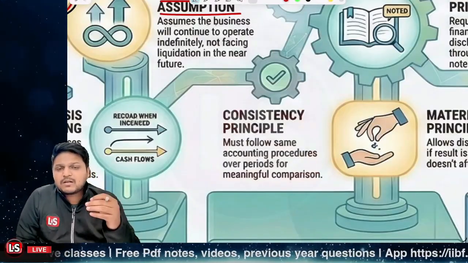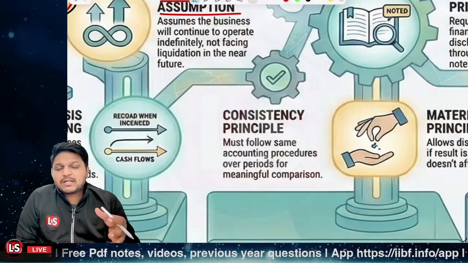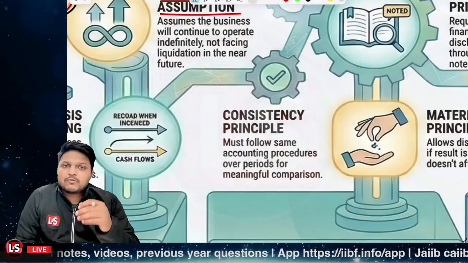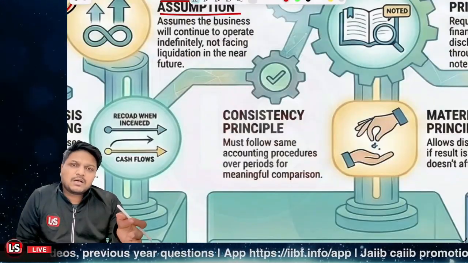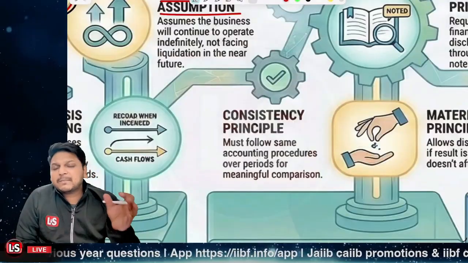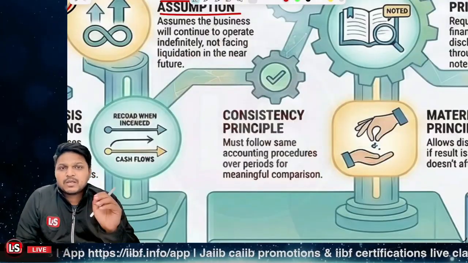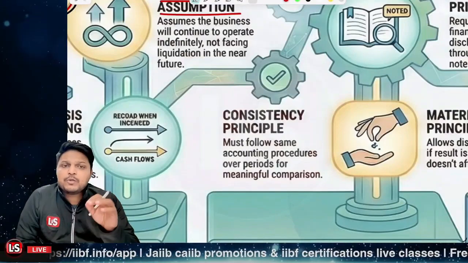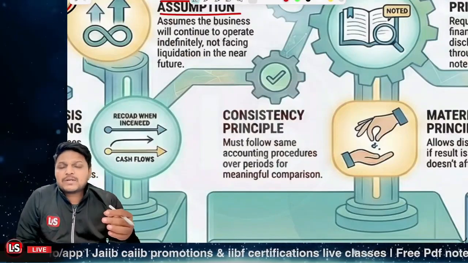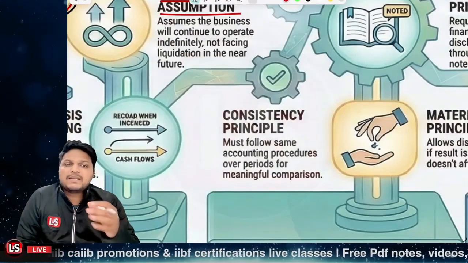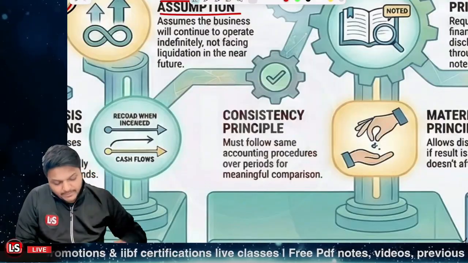Like, for one particular month, I'm using the written down value method of depreciation. For the other month, I cannot be using the double declining method of depreciation or the sum of years digit method of depreciation. I cannot be doing that. I should be consistently following the accounting procedures so that I can have a meaningful comparison. This is very much required.